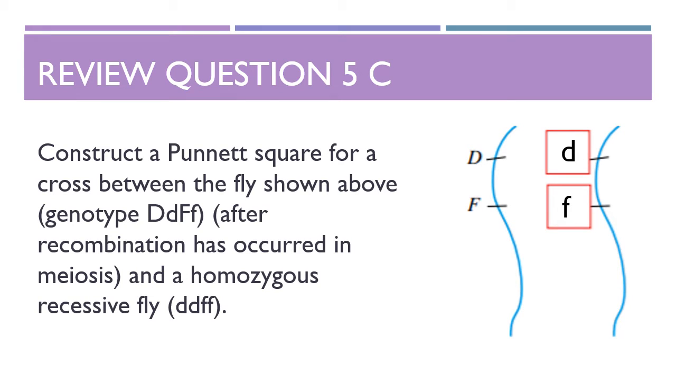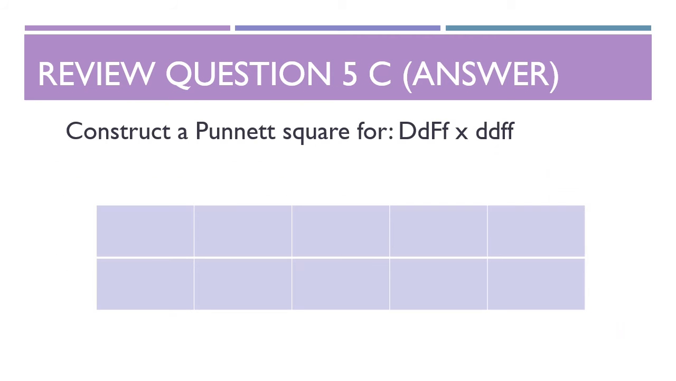Okay, question 5C. Construct a Punnett square for a cross between the fly shown above, genotype capital D, lowercase d, capital F, lowercase f, after recombination has occurred in meiosis, and a homozygous recessive fly, with lowercase d, lowercase d, lowercase f, lowercase f. Okay, so what would that look like as a Punnett square?